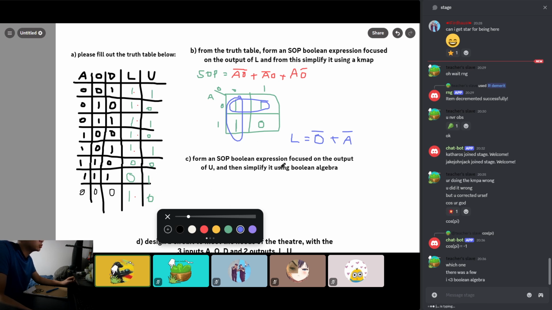simplify that using Boolean algebra. You love Boolean algebra. Oh, come on. It's okay. I prefer K-maps. I don't know why.